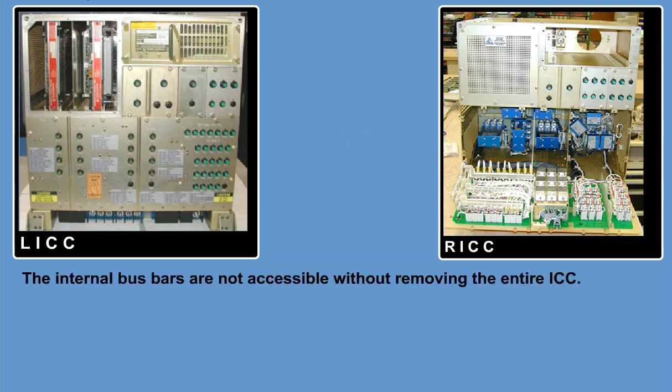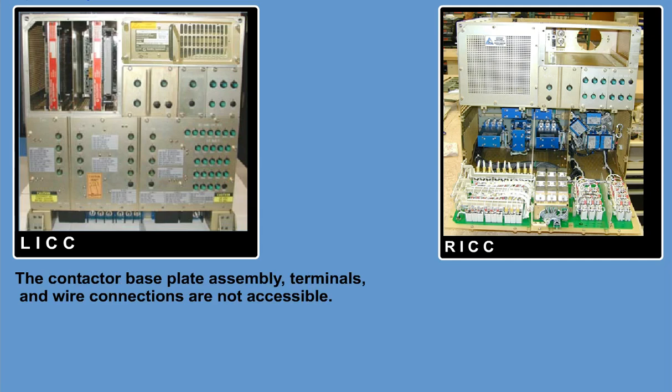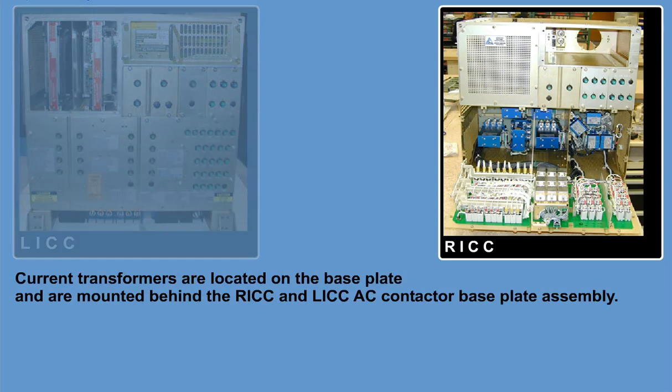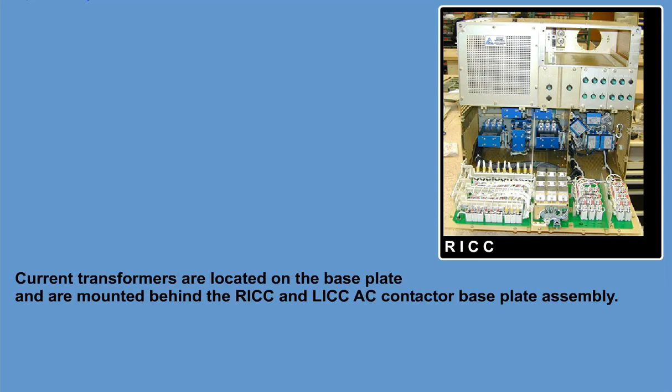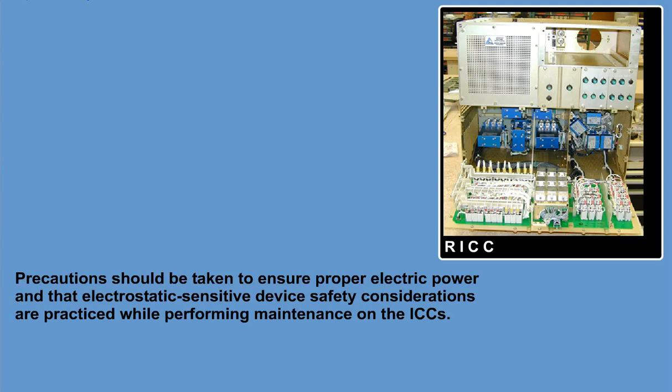The internal bus bars are not accessible without removing the entire integrated control center. The contactor baseplate assembly, terminals, and wire connections are not accessible. Current transformers are located on the baseplate and are mounted behind the right ICC and left ICC AC contactor baseplate assembly. Precautions should be taken to ensure proper electric power and that electrostatically sensitive device safety considerations are practiced while performing maintenance on the ICCs.